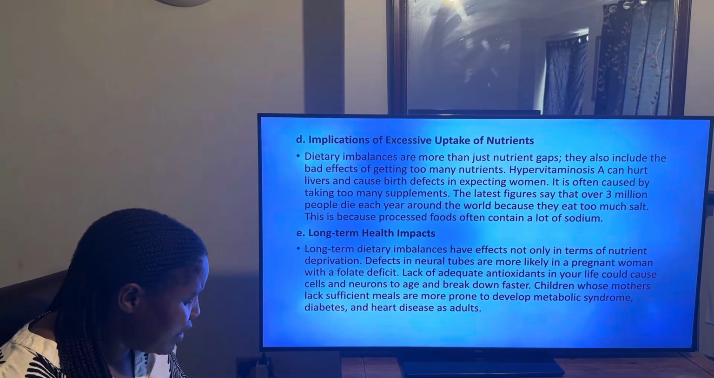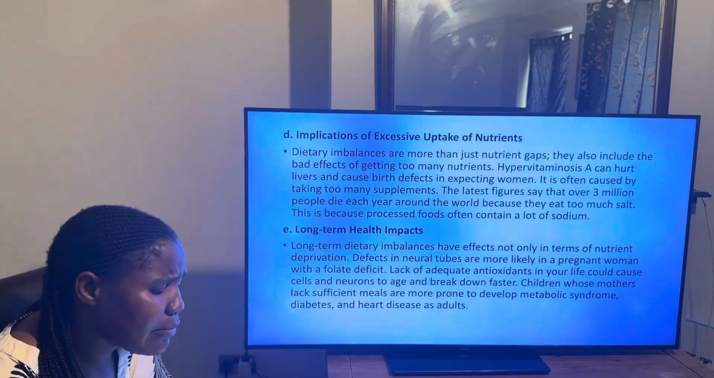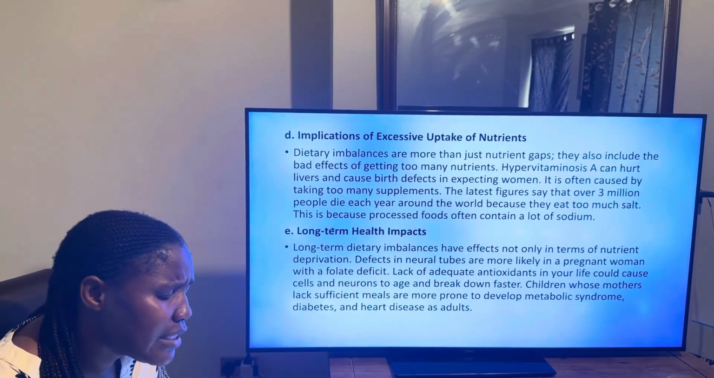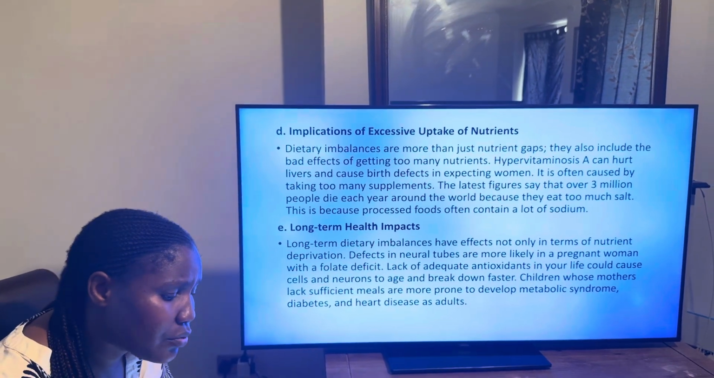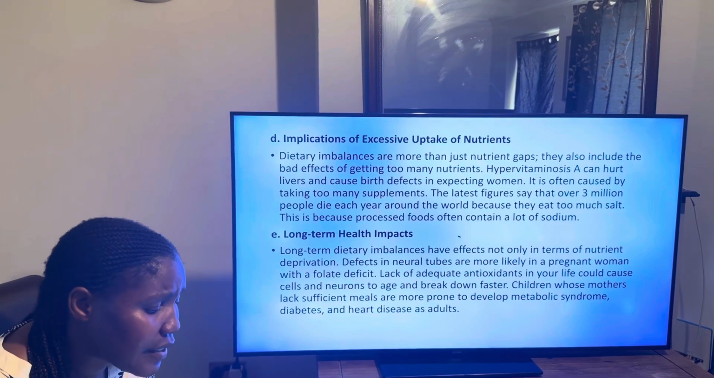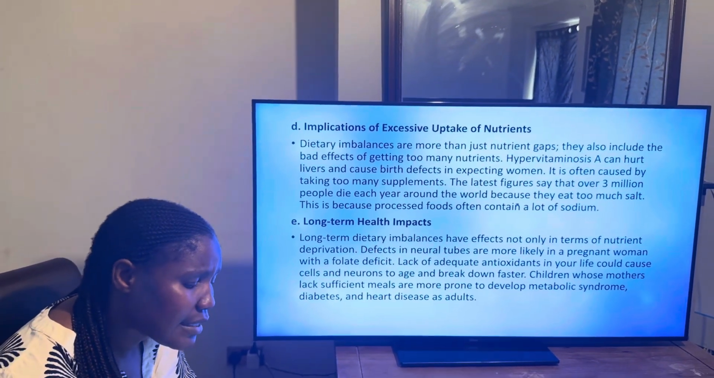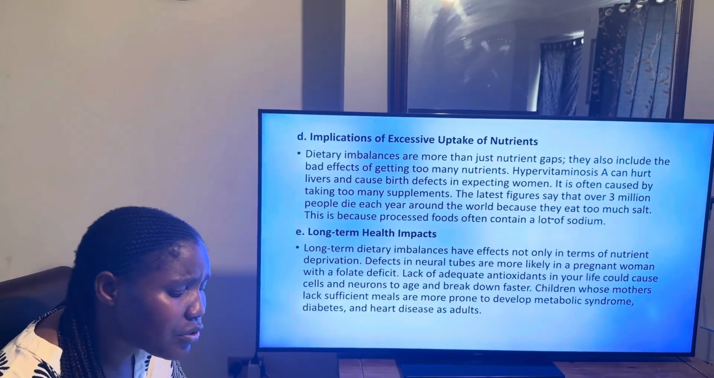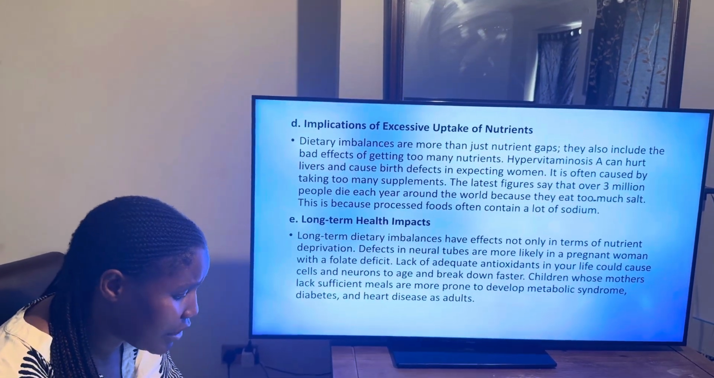We also have implications of excessive uptake of nutrients. Dietary imbalance is more than just nutrient gaps. It also includes the bad effects of getting too many nutrients. Hypervitaminosis can hurt livers and cause birth defects in expecting women. It is often caused by taking too many supplements. The latest figures say that over 3 million people die each year around the world because they take too much salt. This is because processed food often contains a lot of sodium.